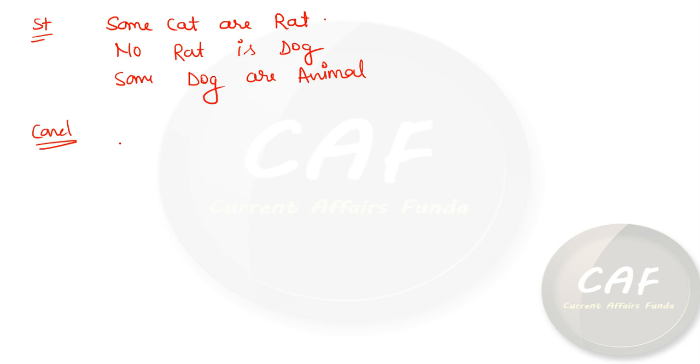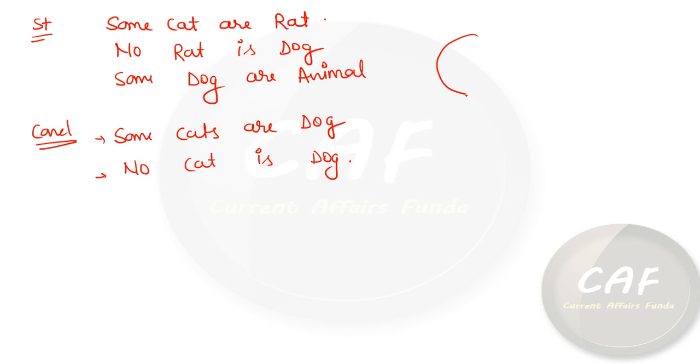The conclusion is basically here. Some cats are dogs. The second conclusion is no cat is dog. Friends, you just need to check what will be the result here. First of all, we need to make a diagram. In the Venn diagram, some cats are rats. That means this region is for cat, and some cat is rat.